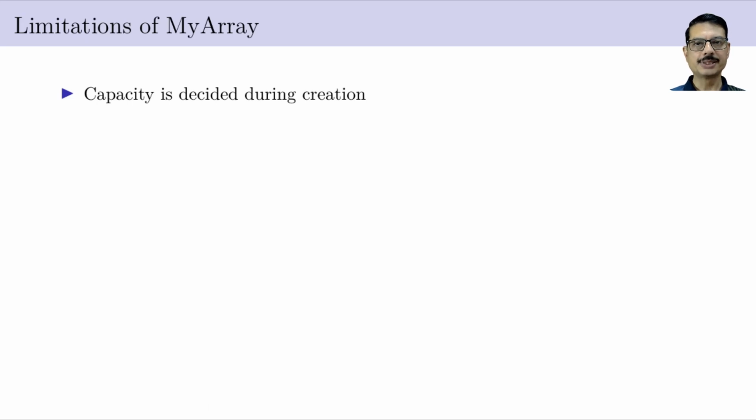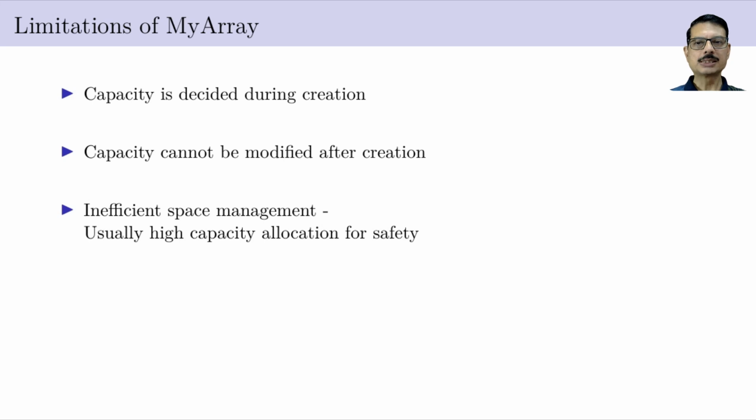However, we still have a serious limitation with MyArray. The limitation is that the capacity is decided during creation. Once you have created an object with a certain capacity, there is no way you can change the capacity of that particular object after its creation. So this is likely to result in creating a MyArray object with very large capacity, and therefore this is going to be very inefficient from a space management point of view. So how do we now resolve this particular issue? Can we do something better than this is the next goal.